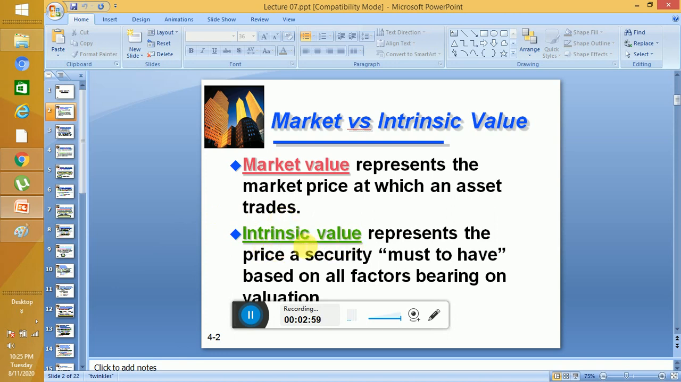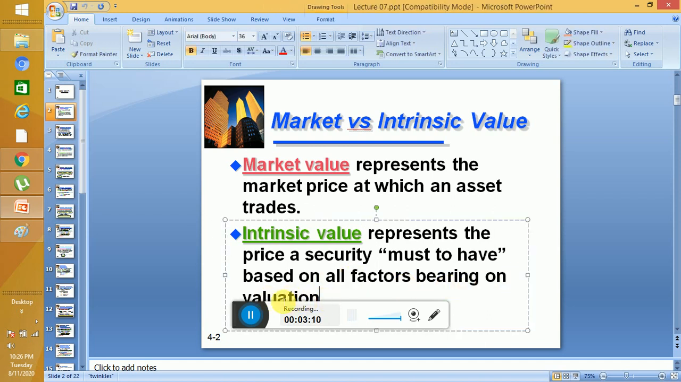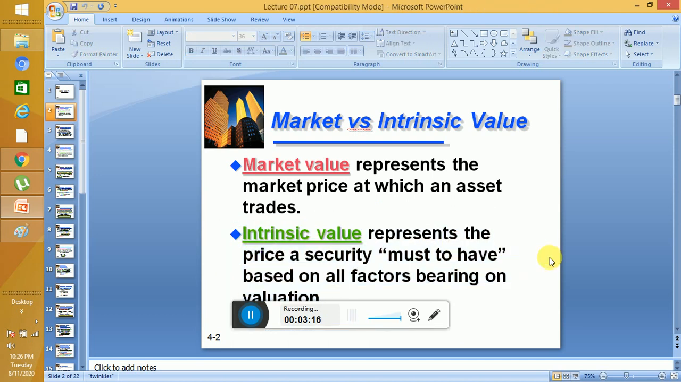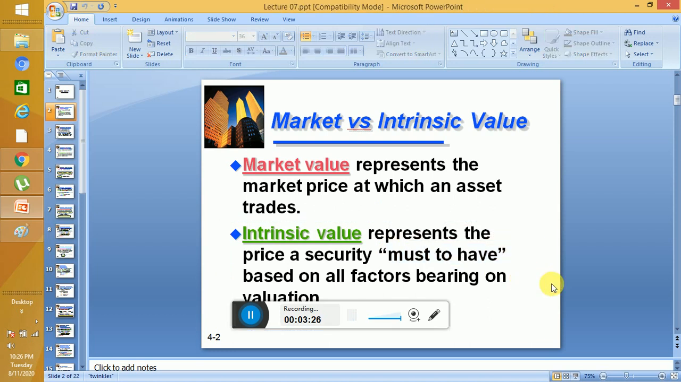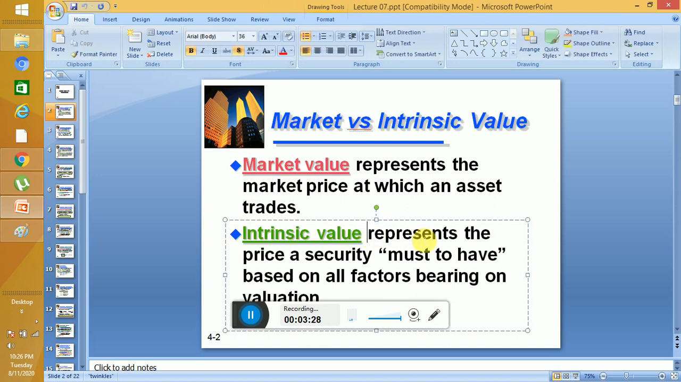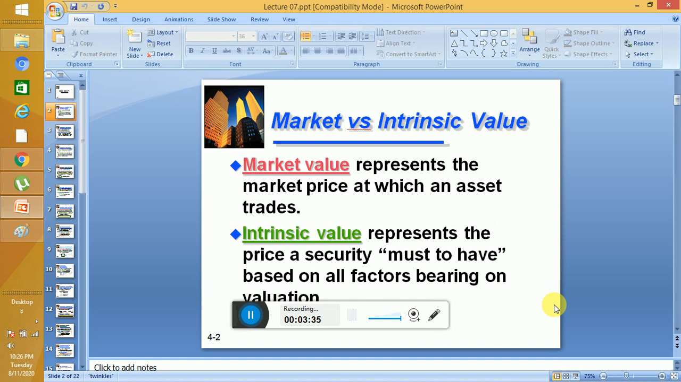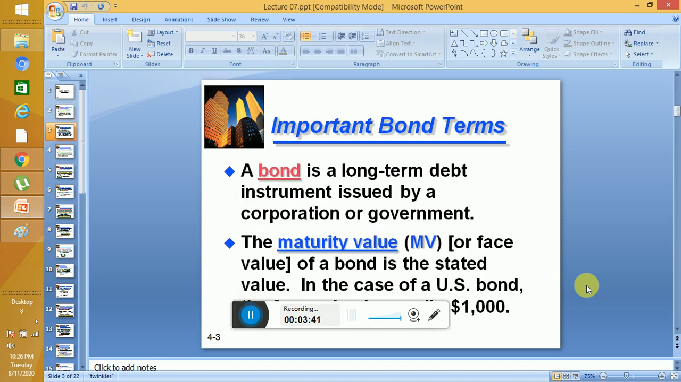Then there is another concept called intrinsic value. It represents the price a security must have based on all factors bearing on valuation. This is basically the calculated value, the calculated value that the bond must have. The values that we will calculate in bond valuation are basically intrinsic value. Later on I will go into detail of this.